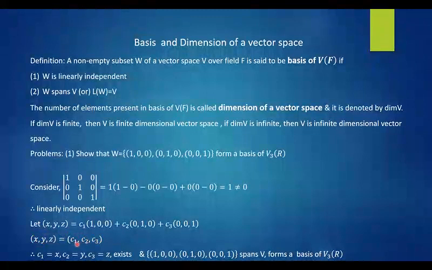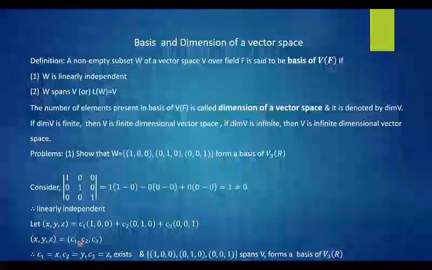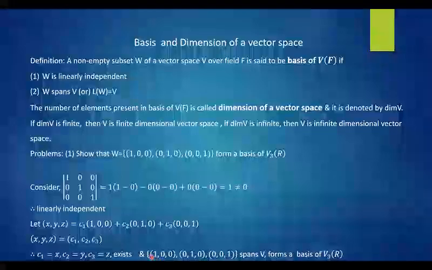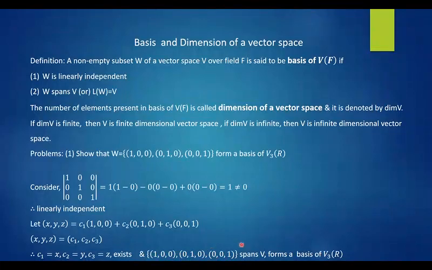So C1, C2, C3 exist. That means we may get some numbers like 1, 2, 3 or 2, 3, 4; any number we can get. That is the vector which exists in ordered triplet form. So these three given vectors (1,0,0), (0,1,0), (0,0,1) are the vectors which span V and form a basis of V3(R).